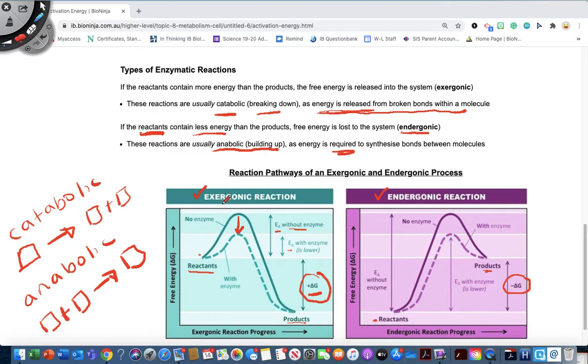Exergonic reactions are considered catabolic, or breaking down, and energy is released from the broken bonds. And endergonic reactions are considered anabolic, or building up, and energy is required to synthesize the bonds within the molecules.